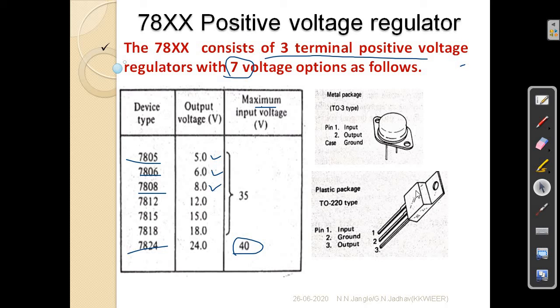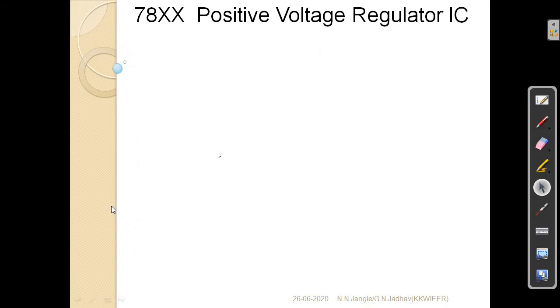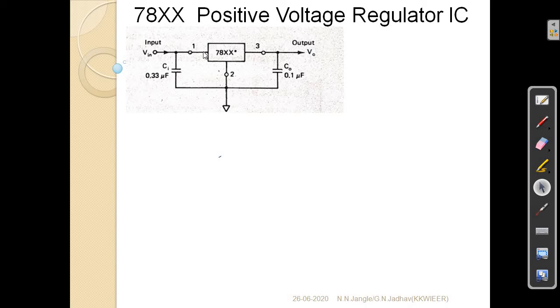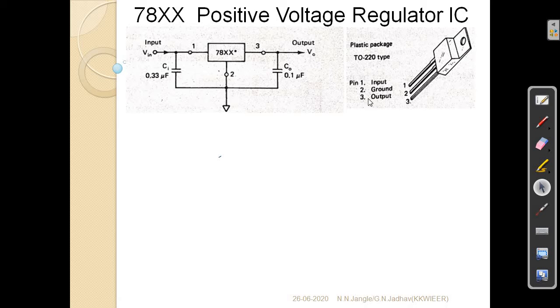So this is the plastic package of IC 78X6. Let us see the pin diagram of IC 78X6. Okay, so this figure shows the pin diagram of IC 78X6. Here this is pin number 1 input, pin number 2 is ground, and pin number 3 is output voltage. Okay, and this is the plastic package, with pin number 1 input, ground, and output.